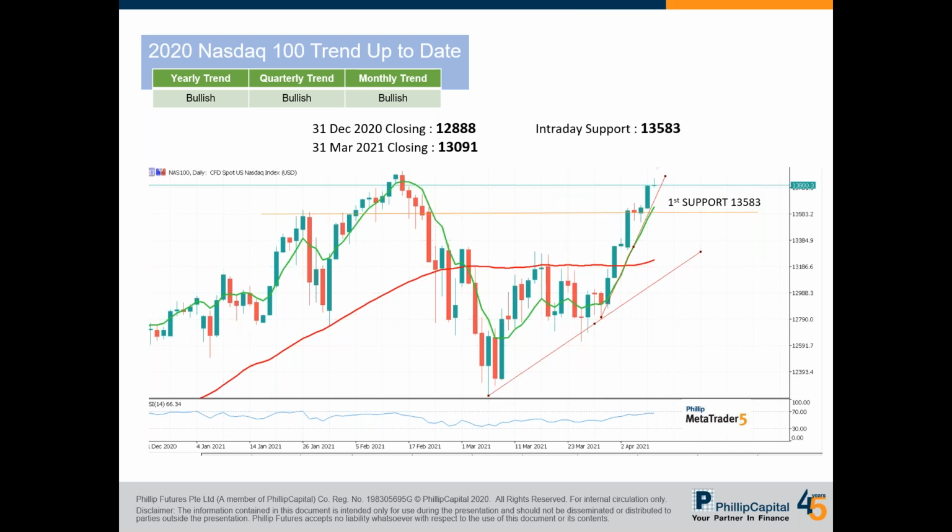Okay, so support and resistance. First support, this is your intraday support, meaning if you are a day trader, this will be your first support at 13583. However, if you are a longer term trader, meaning probably 1 week, 2 weeks, then this is your second support level. So why these different support levels is due to your risk appetite. Of course, the shorter the time frame, the shorter the support levels will be. The longer the time frame you have, the longer the risk involved. So short-term support will be 13130.